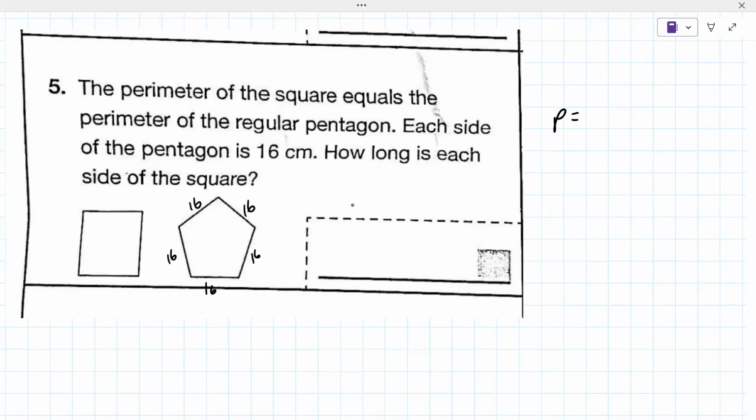Wait, how do you know each side is 16? Well, you just read it. I heard you read it. You did a great job. What does it say there in the highlight? 16. Yeah.